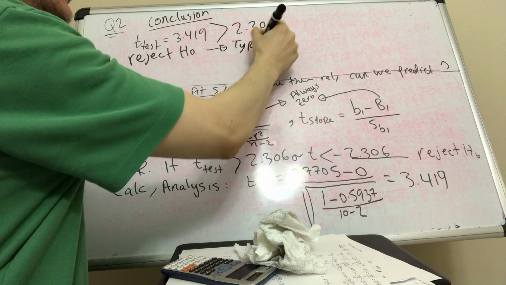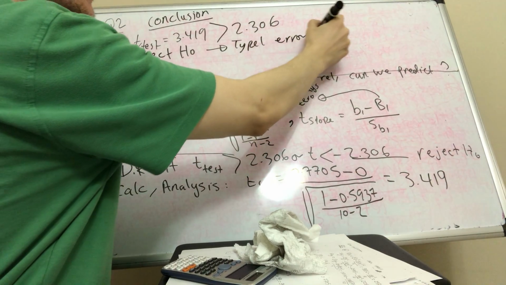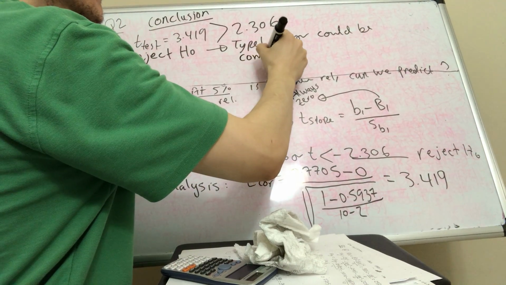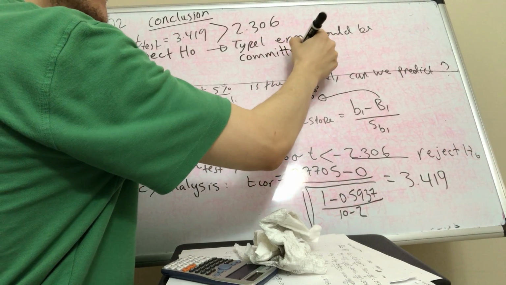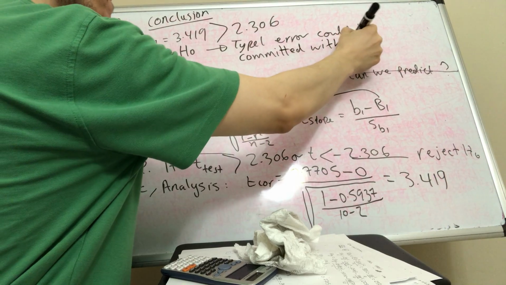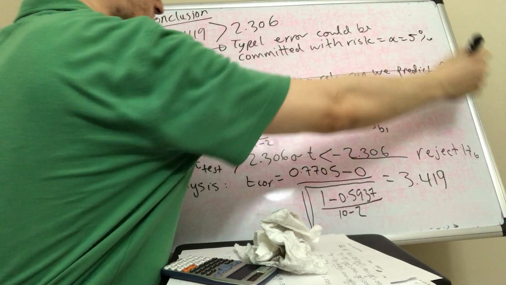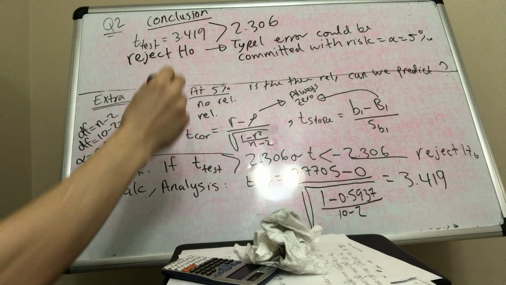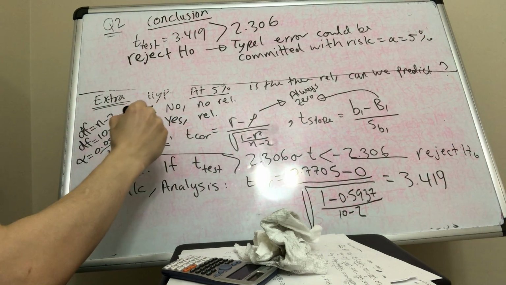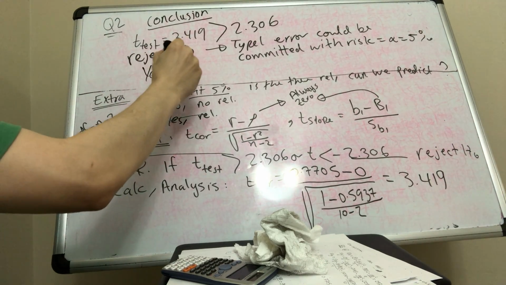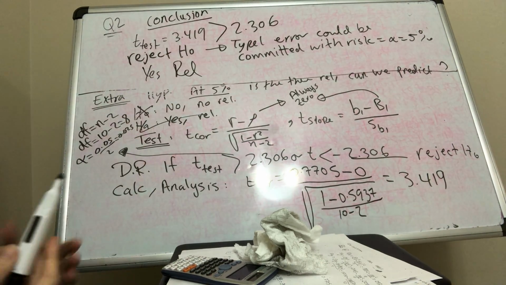Again, a type 1 error could be committed with risk equal to alpha, 5%, when rejecting H0. Yes, we have enough evidence to show that there is a relationship.